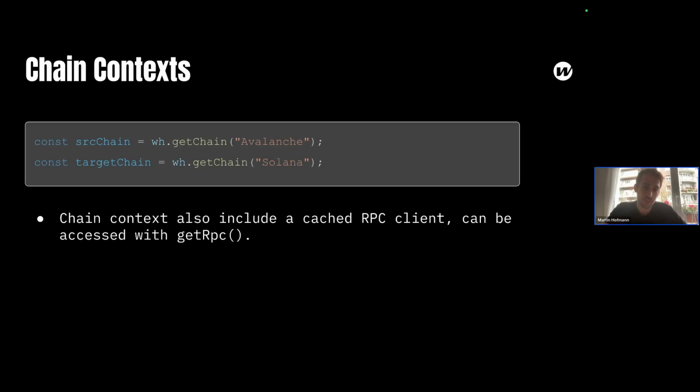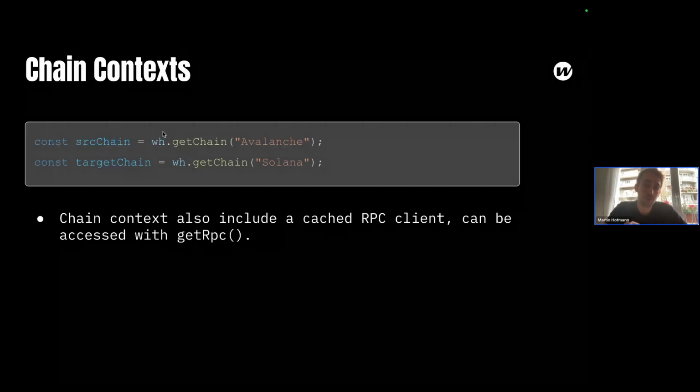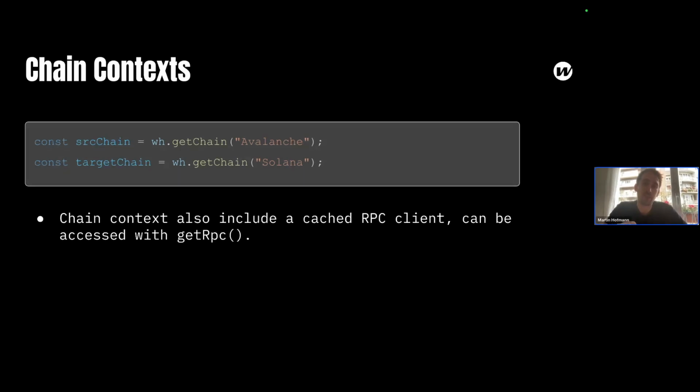Here we say that the chain context also includes an RPC client and can be accessed using this method, get RPC. So here we define source chain. Now if we do, for example, source chain dot get RPC, and we call that function, it's going to give us the RPC node that it's using for Avalanche. Of course, this is something that you can change if you want. You're free to do it, but it's pretty cool. It brings everything for you.